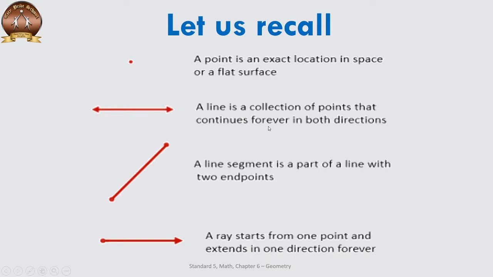So it continues forever. Now a line segment. A line segment is a part of a line with two endpoints. It has a particular measure. It is ending with two points. Now we come to a ray. A ray extends from one point and extends in one direction forever. It has one endpoint and on one side it keeps on extending forever.